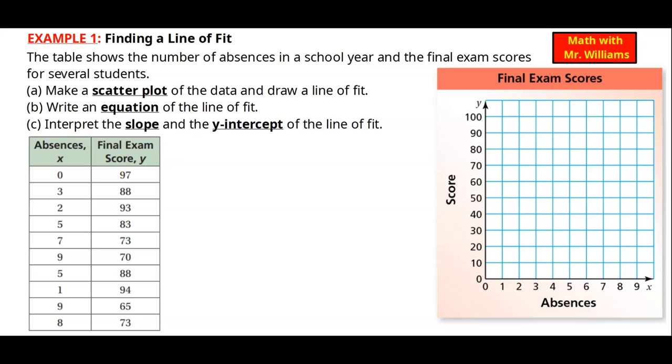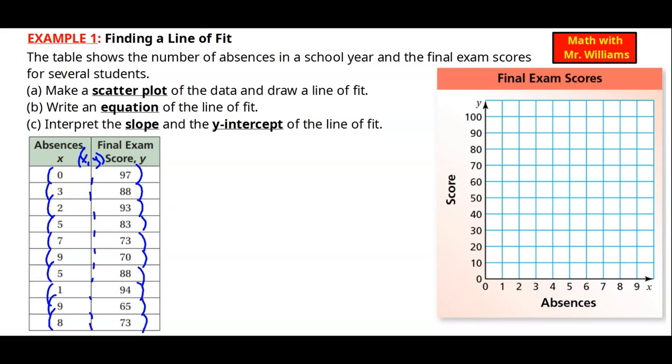Okay, let's start off with finding an ordered pair list. So we see that we have a table here. We have absences x, final exam score y. We know that that's in format (x, y) when we go to make our ordered pairs. So therefore, everything down this list can be turned into an ordered pair: (0, 97), (3, 88), (2, 93), and so on.